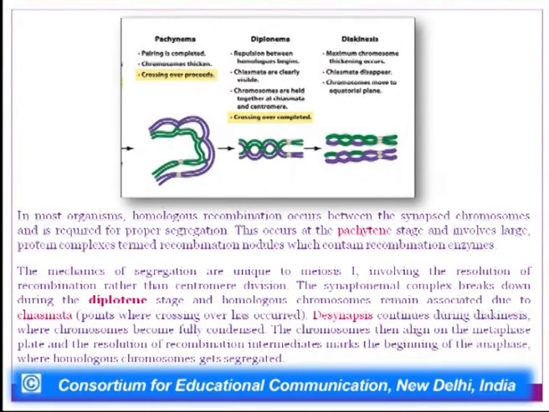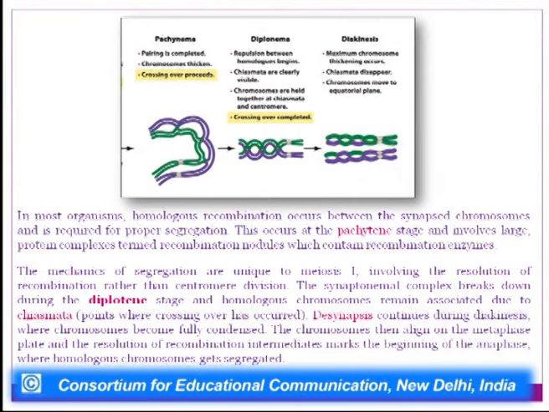After the recombination has occurred, the segregation towards the poles occurs in meiosis I. The synaptonemal complex breaks down during the diplotene stage and homologous chromosomes remain associated due to the chiasmata. Chiasmata is the point where the crossing over has occurred. Crossing over is the exchange of material between the non-sister chromatids. The point where this exchange has occurred, and we will look into that, is where there is a physical breakage and exchange of the segments. The point where this physical breakage occurs is called the chiasmata.